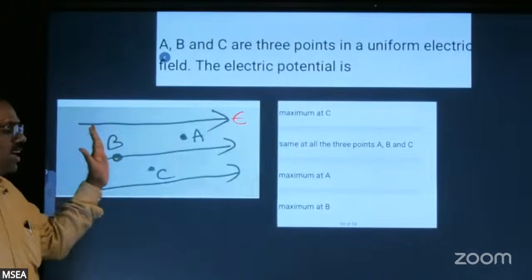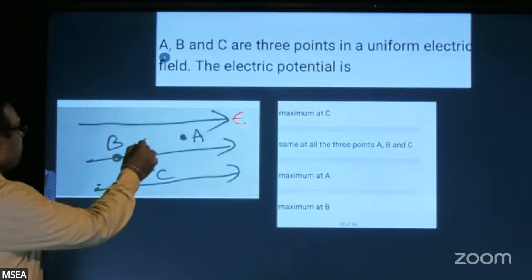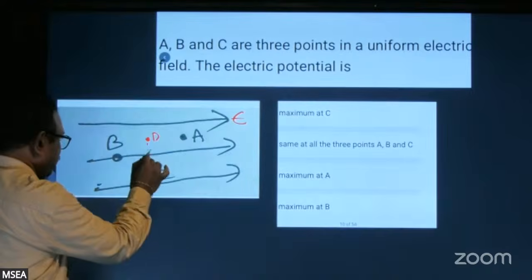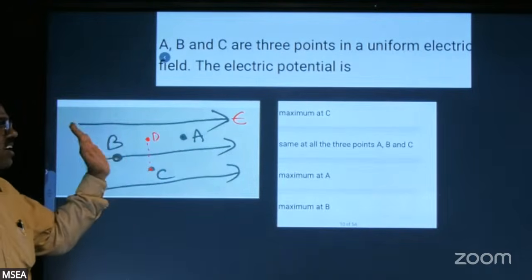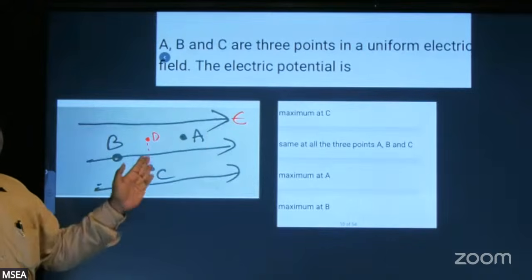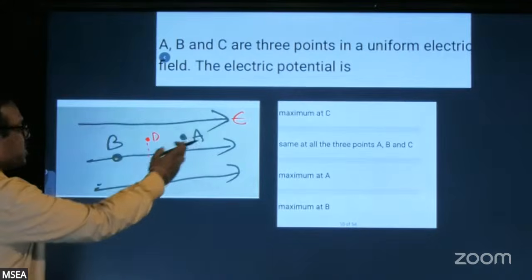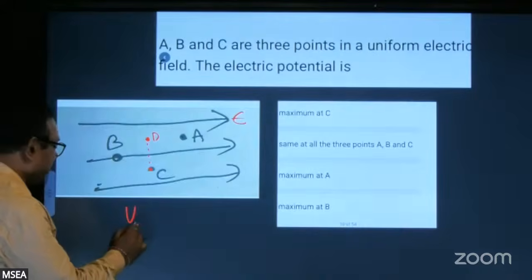So we know that in the direction of electric field, potential decreases. If I take one more point here, this is D, on the same line as C. Then what happens? In the direction of electric field, potential decreases. So that means VA is less than VB.